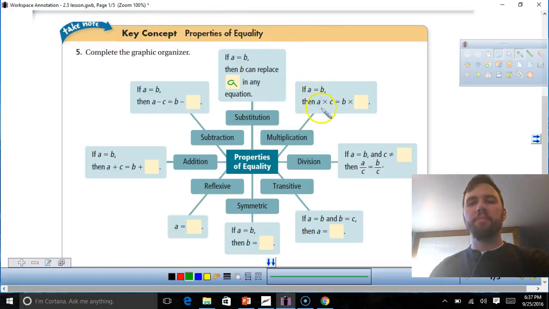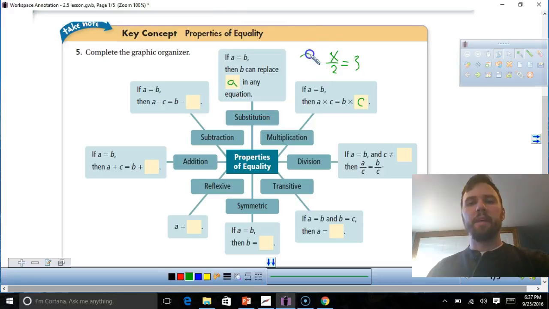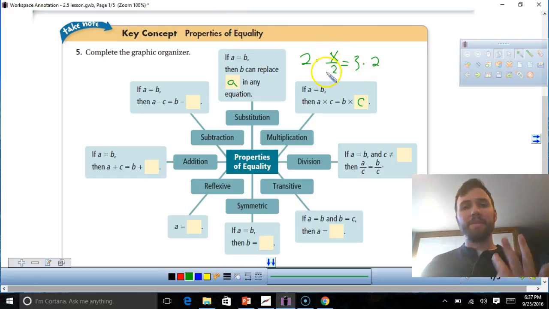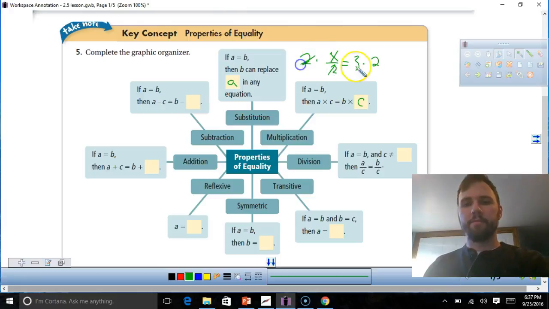Multiplication. If A equals B, A times C equals B times C. And you do this all the time. If you have some equation like x over 2 equals 3, and you times both sides by 2, that's the multiplication property. You can multiply both sides by the same number. Right? Yeah, you can.